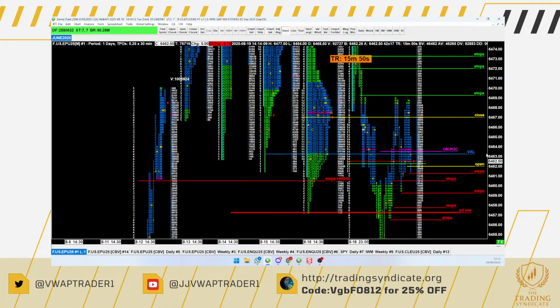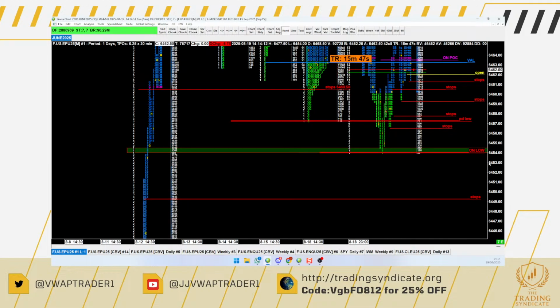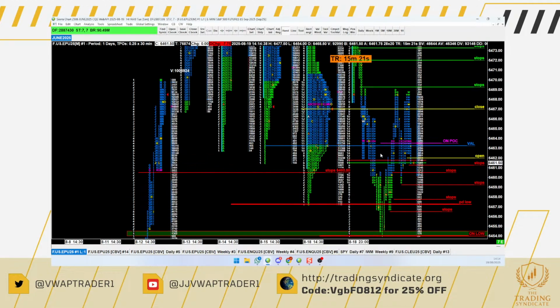And there's that area I was talking about, that 64.51 area. You notice tonight we came right down to the single prints. There's really no reason to buy over 70 right now, is there?